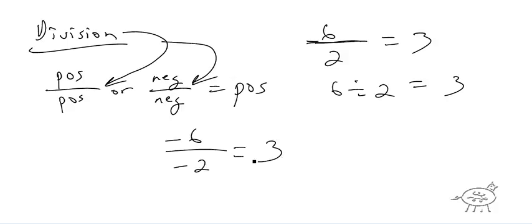A negative over negative is a positive. Please don't look at it and go, oh, it's got to be a super negative because it's 2 negatives. There's no such thing as a super negative. So negative over negative is always a positive.